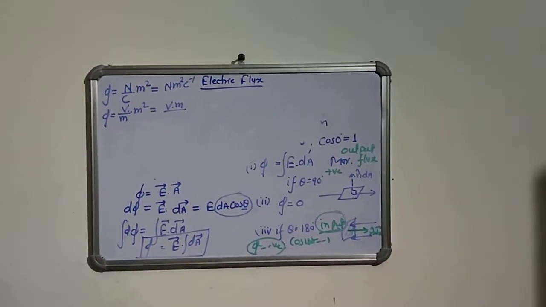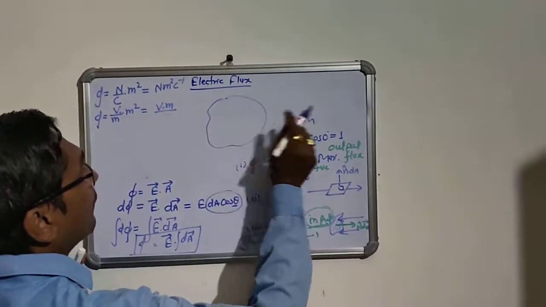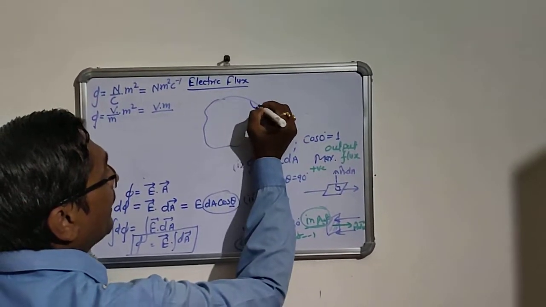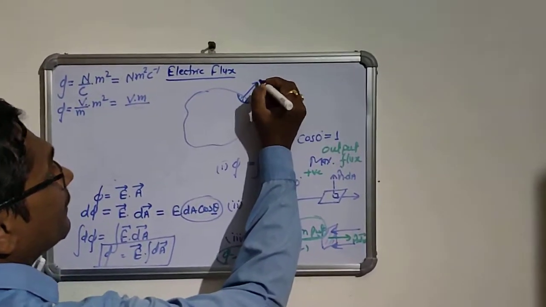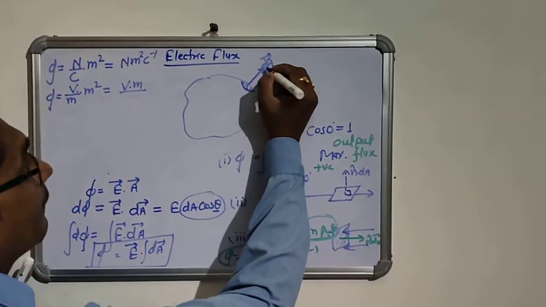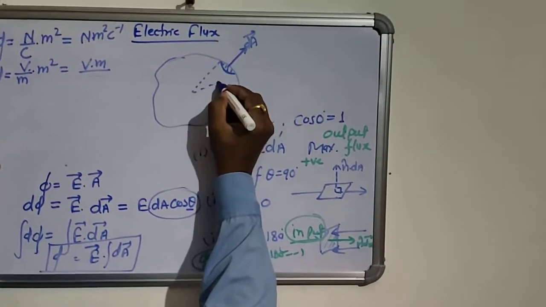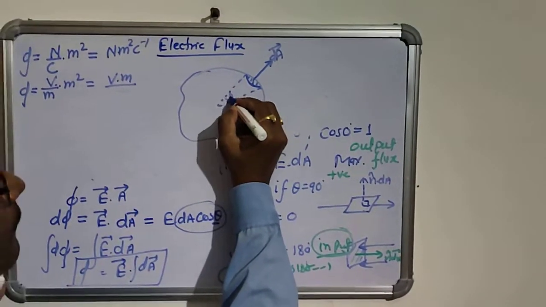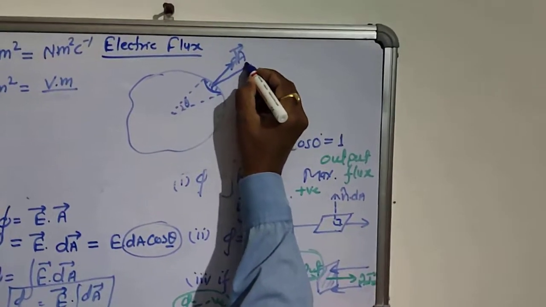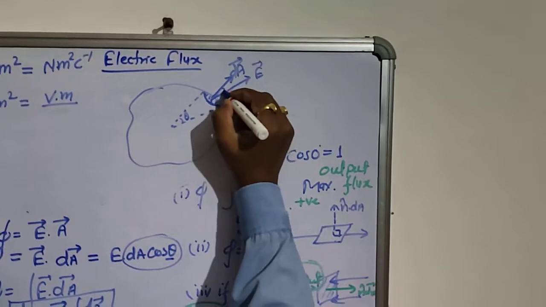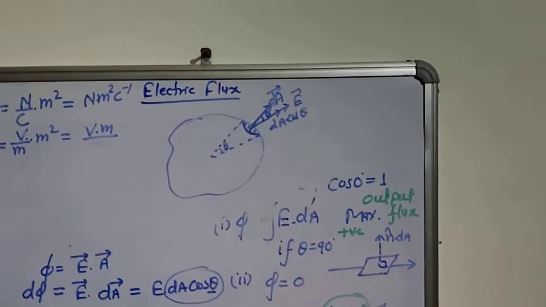Suppose this is a closed surface and electric field lines pass through this surface. The area vector is dA, a small segment, and the field lines make an angle theta with it. Electric field lines originate in this direction E. This is the angle theta, so this component is dA cos theta.